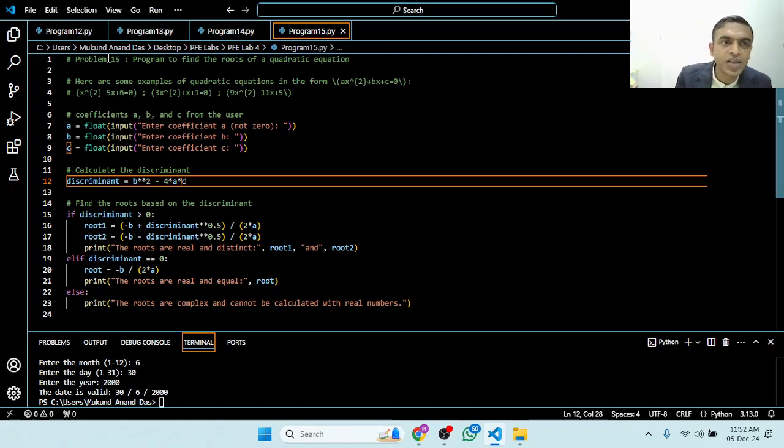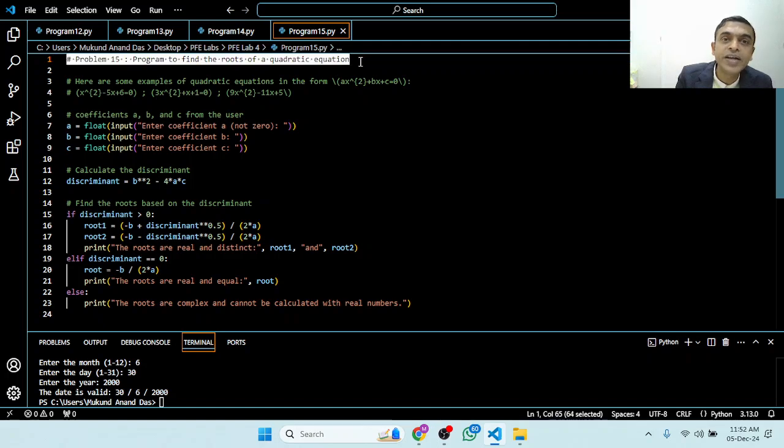That is the final program of this lab, and that is problem 15, to find roots of a quadratic equation. What is a quadratic equation? Ax square plus bx plus c is called a quadratic equation. It is the equation of a curve.